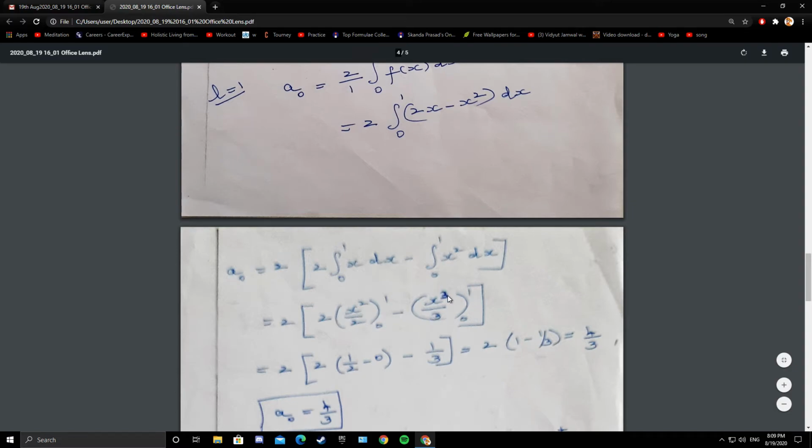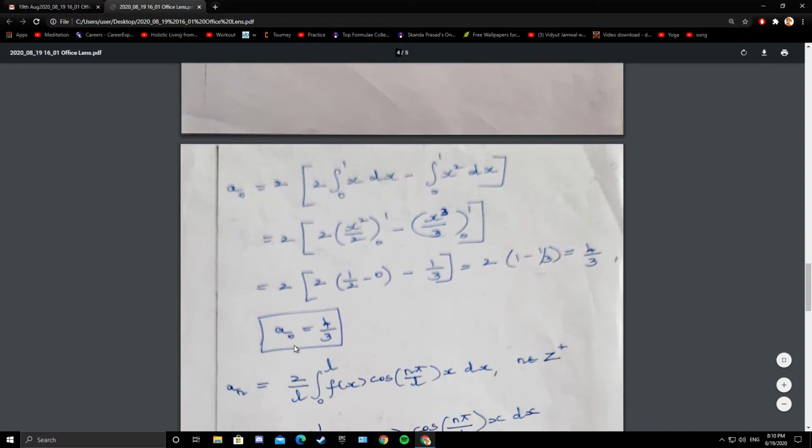So the upper limit will exist, and for the lower limit both the terms are zeros. So 2 times 2 into half minus 1 by 3, that is 4 by 3. So the Fourier coefficient a naught is 4 by 3.